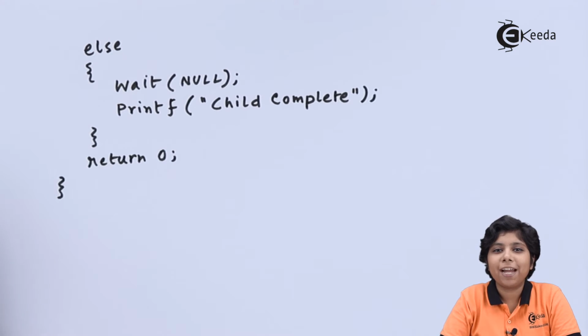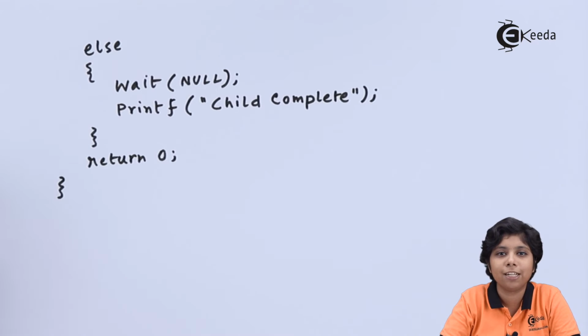Now, if the pid returns a non-zero number that is positive, that means it is actually the parent process. So what is the parent process doing here? It is waiting for the child process to terminate its execution, and after the completion of the execution of the child process, the parent resumes its operation. And the printf here is for displaying that the child has completed its execution. So in this way, the fork system call can create a process in Unix and Linux-based systems.